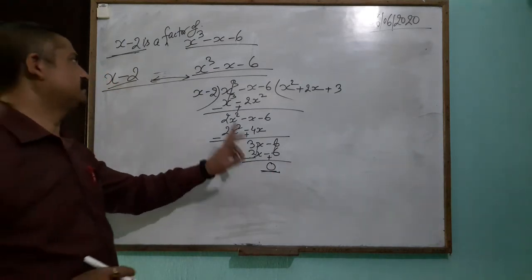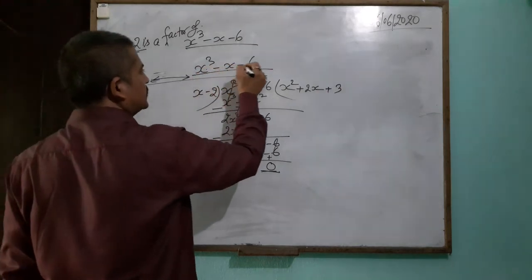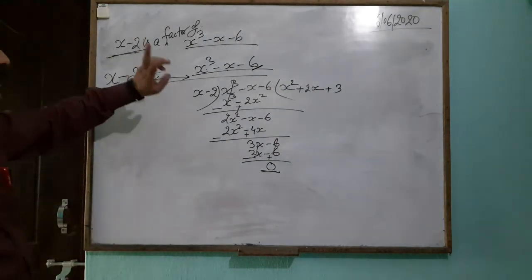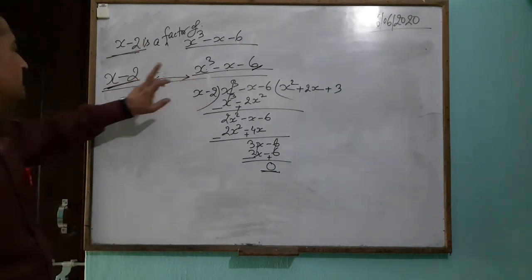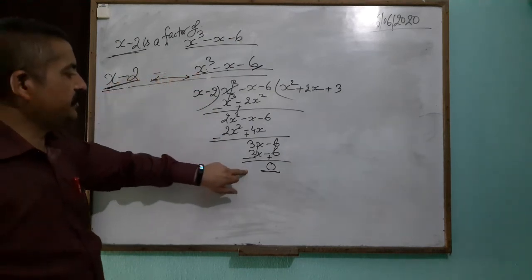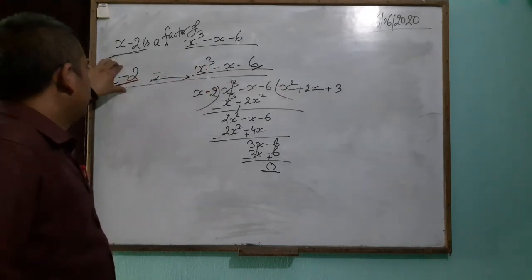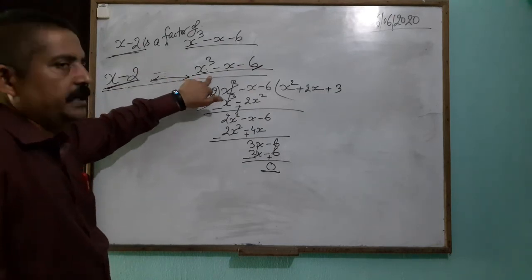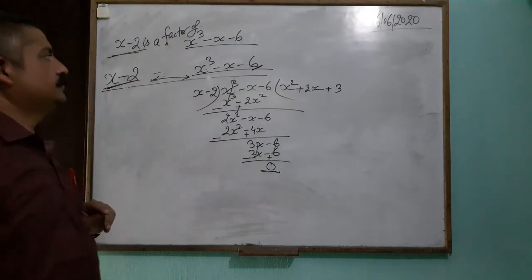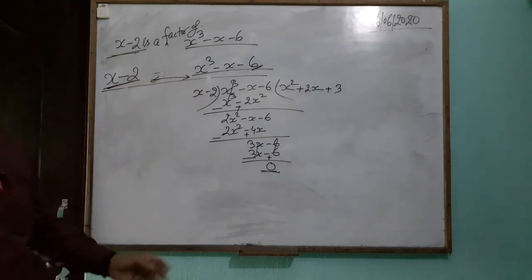So in that case we say that x minus 2 is a factor of x cube minus x minus 6. That's the factor theorem. When we divide any polynomial by any expression, if the remainder is 0, then we say that the expression is a factor of the given polynomial. So we just find out the factor of any expression if they give some questions.